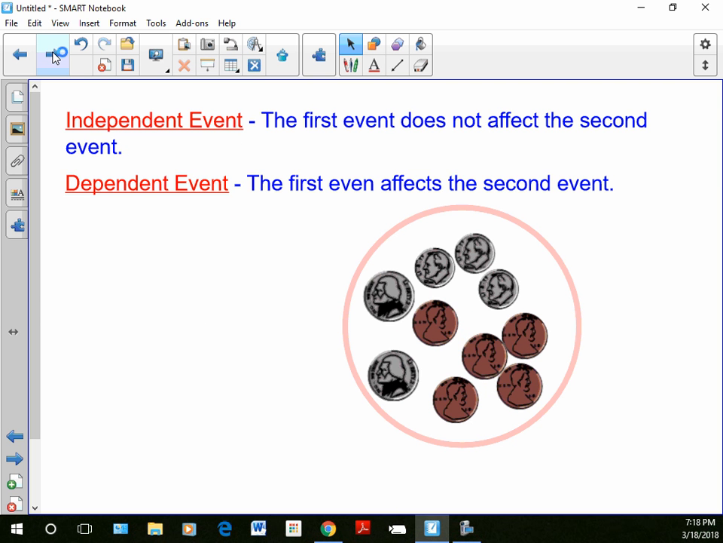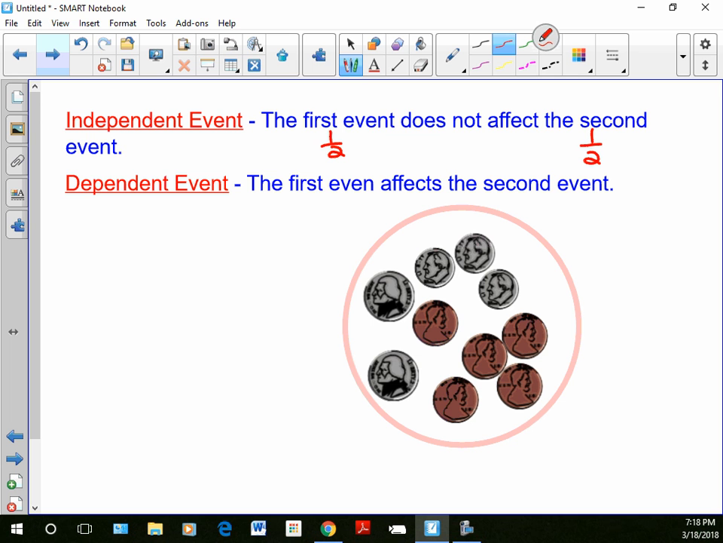Let's go over the definition of an independent event and a dependent event. First of all, an independent event. A minute ago we flipped a coin. The first event was I'm going to flip a coin and see if it lands on heads. Now, when I flip the coin the second time, the first time did not affect the second time at all, because I still had the same amount of chances of flipping the coin. First time I had a 1 out of 2, and the second time I had a 1 out of 2. So nothing changed. The first event did not affect the second event.